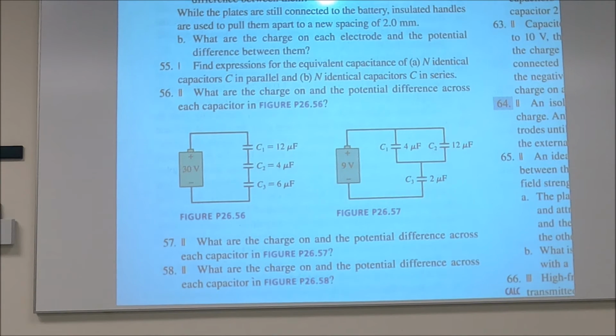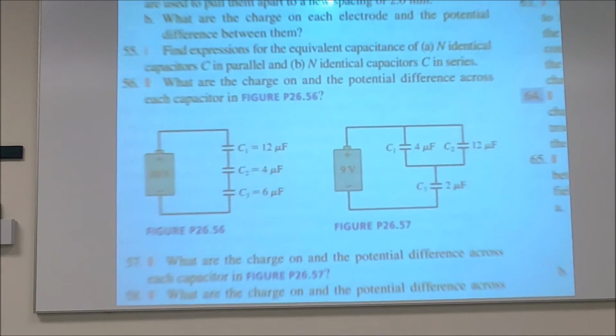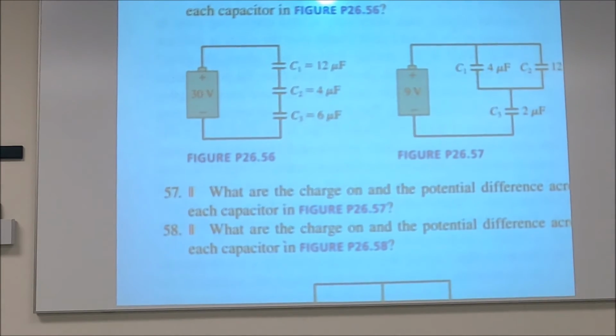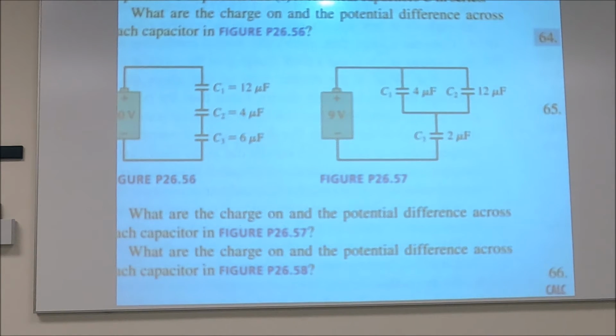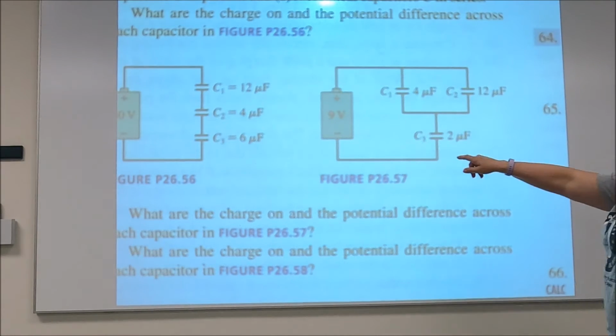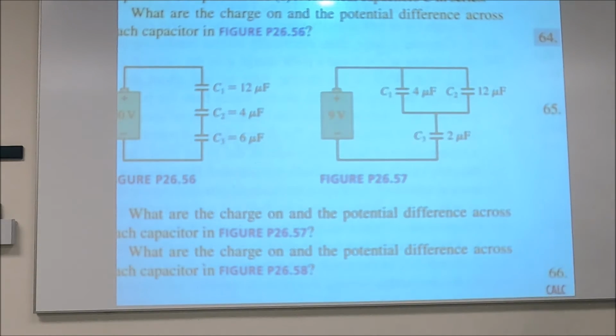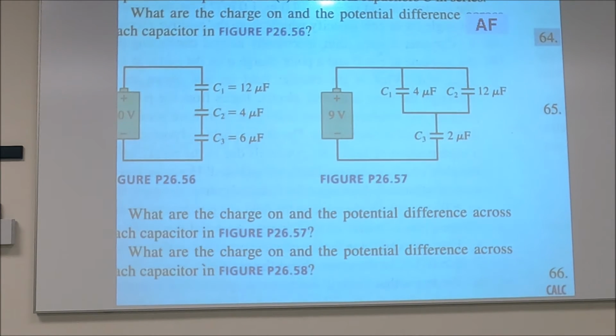Okay? So if we look at problem 56 here, actually, I like problem 57 better because that gives us a little bit more practice. We look at problem 57 here. We've got a 9-volt battery, and then we've got a 4 microfarad capacitor, a 12 microfarad capacitor, and a 2 microfarad capacitor. Let's see if I can get it to focus in a little bit. There, that looks good. Okay?